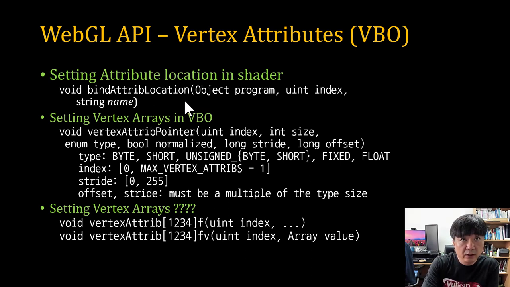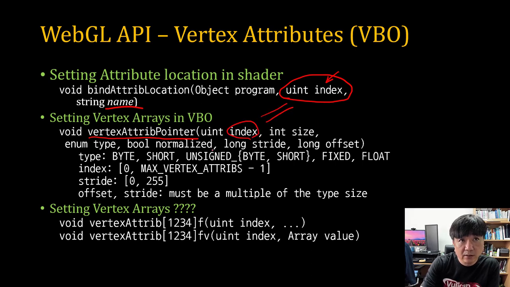If we want to use VBO, in any case, we need to assign the string attribute name, and we need to assign the index number. So we call it bind attribute location. For example, in our code, that name was my vertex. So my vertex is bound to the number 0. Then when you want to use that attribute, we can set the data with vertexAttribPointer. It means that the index is the same index, okay?